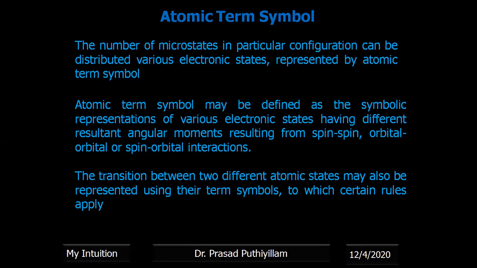The atomic term symbol: the microstates in a particular configuration can be distributed in various electronic states represented by atomic term symbols. An atomic term symbol may be defined as the symbolic representation of various electronic states having different resultant angular momenta, resulting from spin-spin, orbital-orbital or spin-orbital interactions. Now we'll use the words resultant angular momentum, resultant orbital contribution or resultant spin contribution. The transition between two different atomic states may also be represented using their term symbols, to which certain rules are applied.